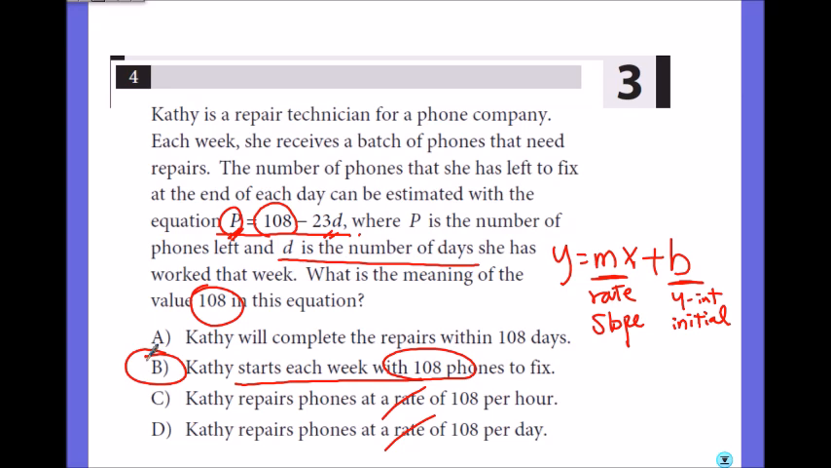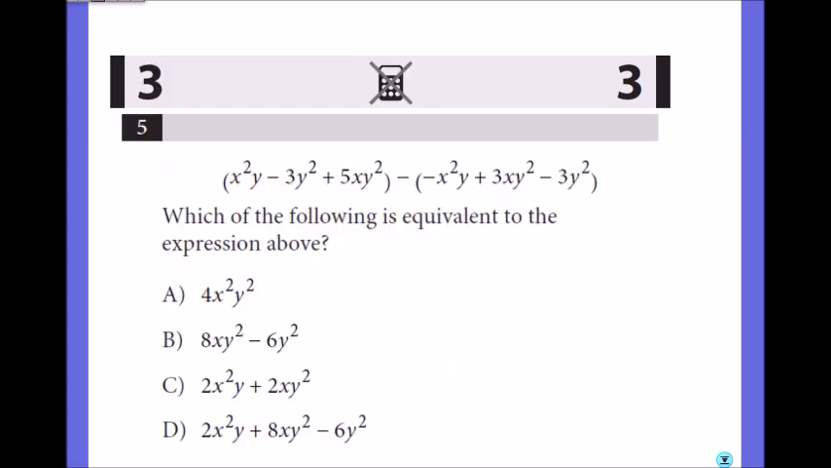So that is B. Again, you'll get a lot of questions involving y equals mx plus b, so make sure you know what m and b stand for.